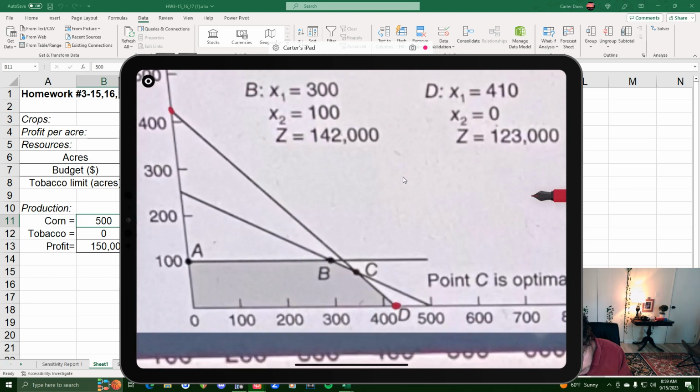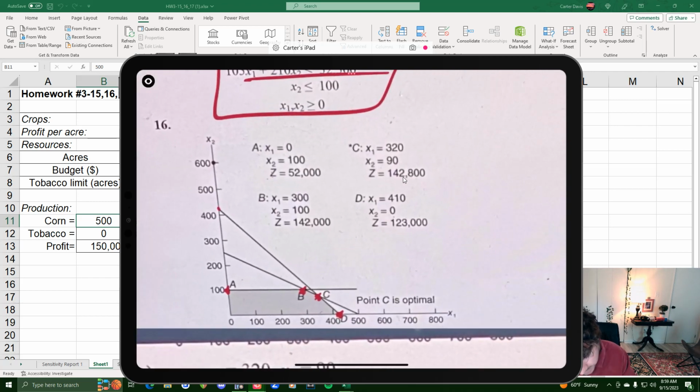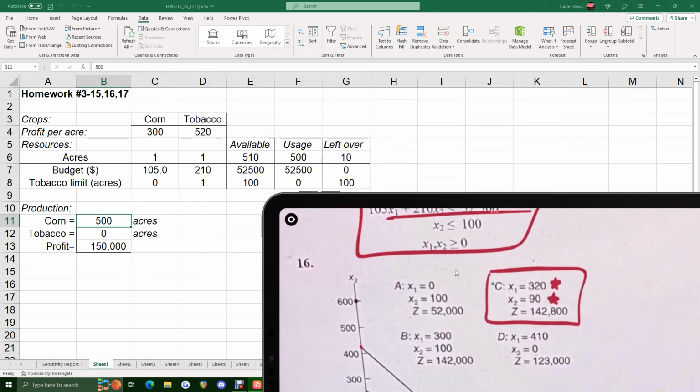That's pretty much it. So anyway, the intersection points are A, B, C, and D, and it turns out after testing all of those, point C is our optimal solution. The combination of 320 and 90 produces a maximum profit of 142,800, and that's what we saw before when our available was 410.